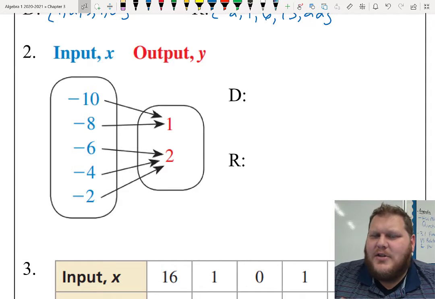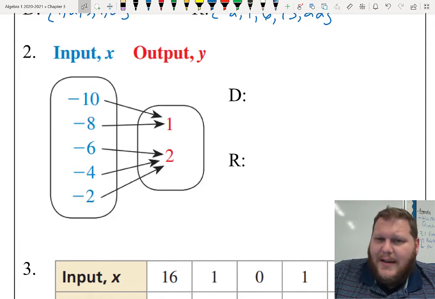Because here I find these, just like with identifying functions versus not a function, these mappings I find really easy because they already laid it out for you in terms of inputs and outputs. This first thing over here in blue is a list of all of our inputs. That's going to be our domain.